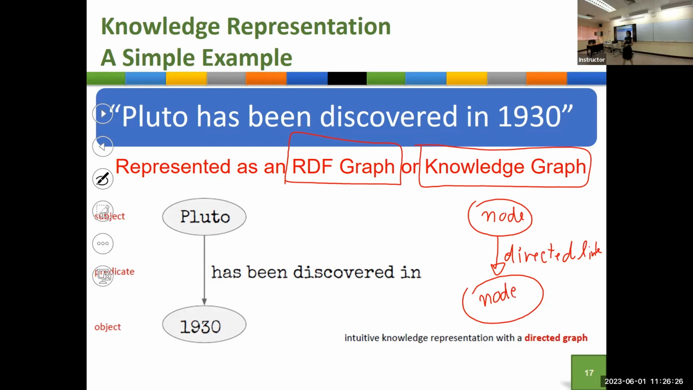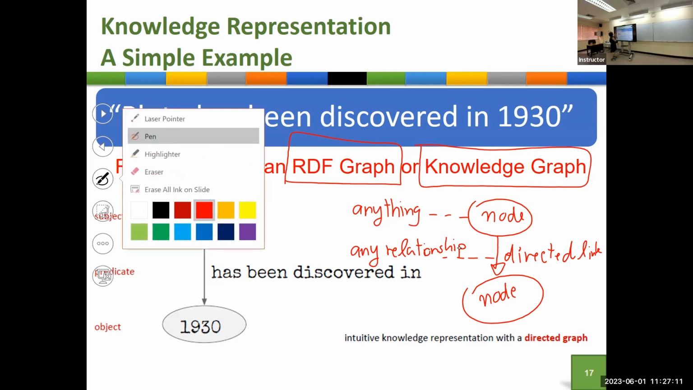Okay, so this is just the pattern, which is very simple. A node can represent anything. A directed link is used to represent any relationship. So with this approach, we can easily represent any form of knowledge in this way, right? Something has a relationship with another thing.